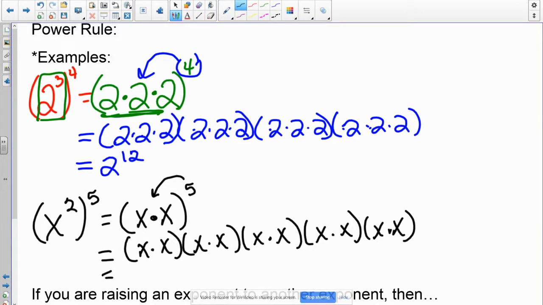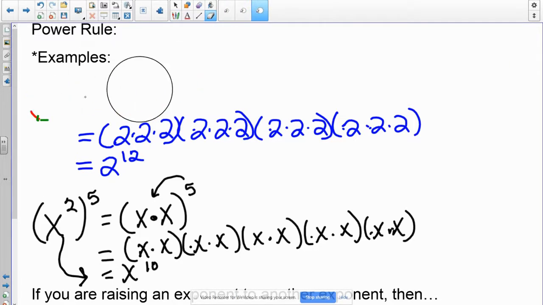So then I'm just going to count up the x's here. So 1, 2, 3, 4, 5, 6, 7, 8, 9, and 10. So x to the 10th. So x to the second power to the power of 5 is x to the 10th power. So hopefully you're starting to notice a pattern here that will make this simpler for us to figure out. I'm going to erase these so I can get some more examples.